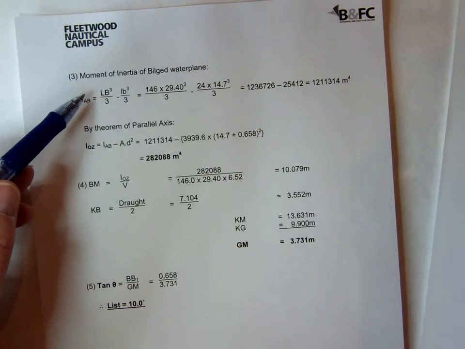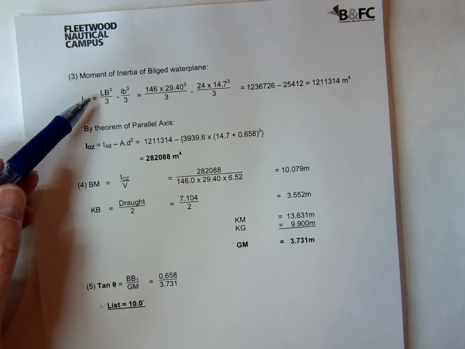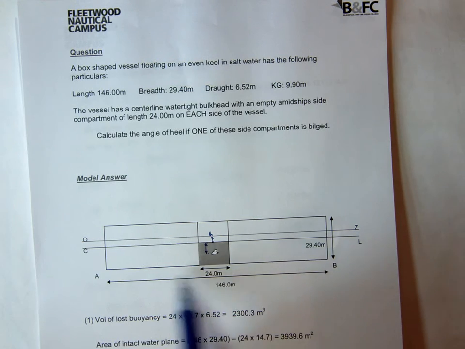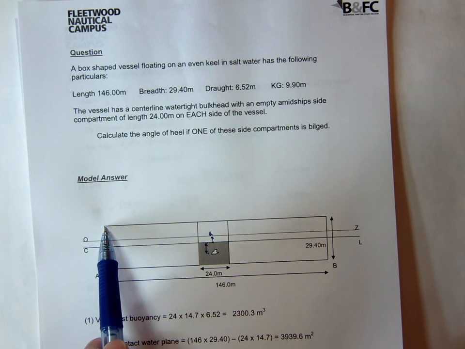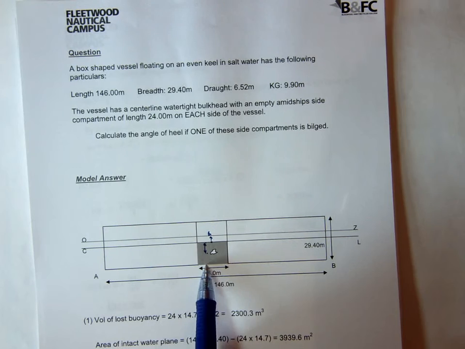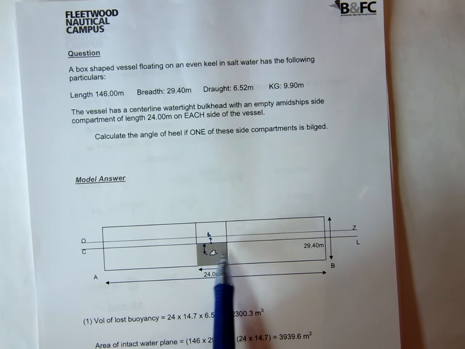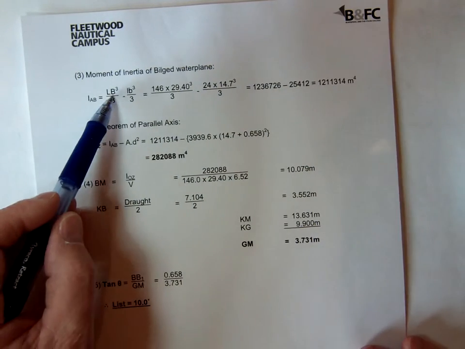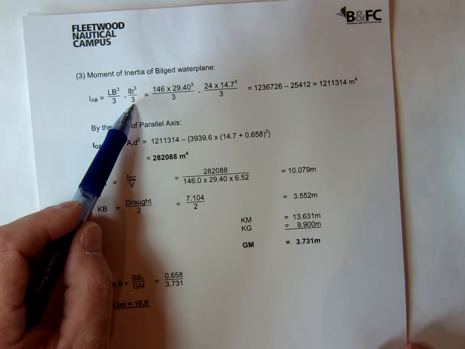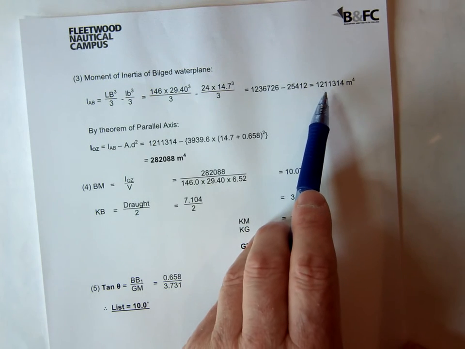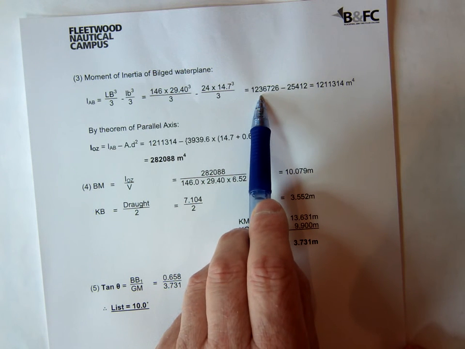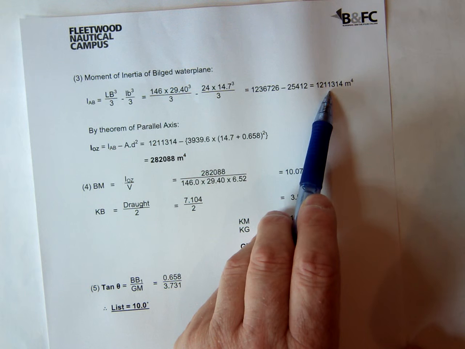So the moment of inertia of the bilged water plane is lb cubed over 3 minus lb cubed over 3. What that means is length times breadth cubed over 3 minus length times breadth cubed over 3. So what we're doing is subtracting this small area here from the inertia, because we've lost that inertia there. LB cubed over 3 minus small lb cubed over 3. So our inertia on the outer edge has been reduced from this value here to this value here as a result of being bilged.